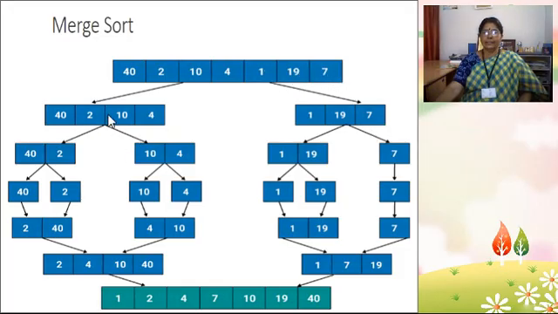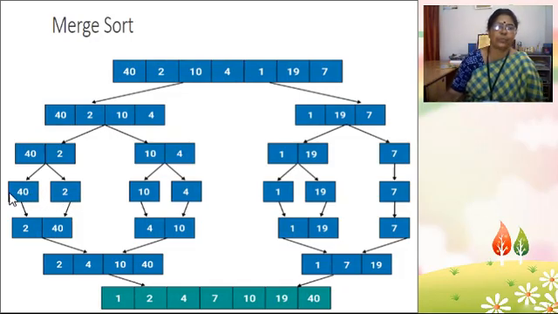Again, the subarray is further divided into 2 subarrays, each having 2 elements, and then each subarray having 2 elements are further subdivided so that they have 1 element each. Let us see 40 and 2. So these are 2 subarrays, each having only 1 element.